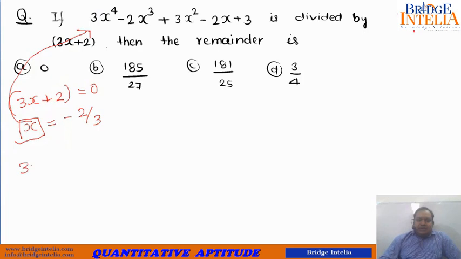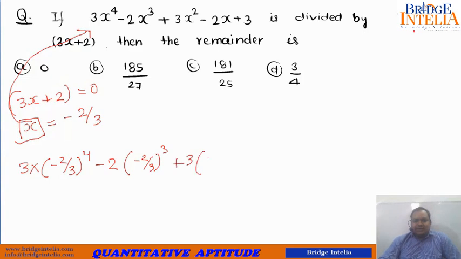So 3 into minus 2 by 3 whole to the power 4 minus 2 into x cube. So x is what? Minus 2 by 3. So this whole cube plus 3x square. So x is what? Minus 2 by 3, minus 2x plus 3. So let's solve this. Whatever will be the answer will become the remainder.